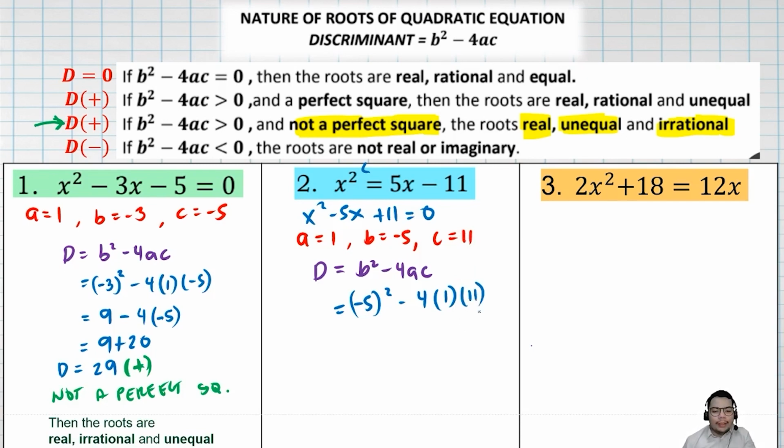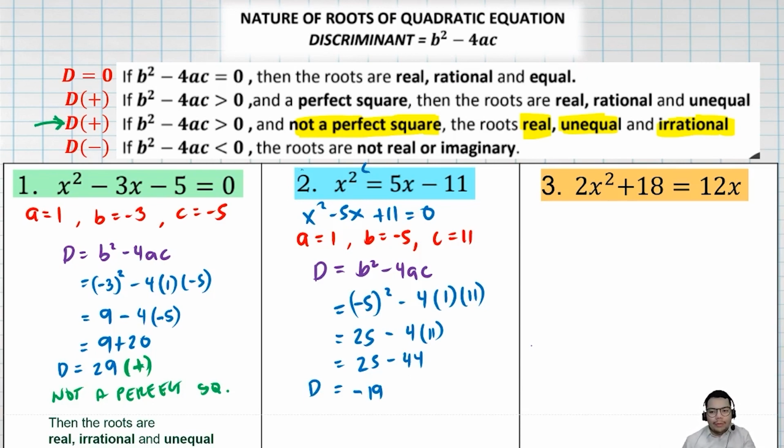So 11. Therefore, we have negative 5 squared, or negative 5 times negative 5, which will be equal to positive 25 minus 4 times 11 muna natin. So, simplify pa natin. 25 minus 4 times 11 is 44. Therefore, we'll be having 25 minus 44, which will be equal to a negative value, which is negative 19. So the discriminant will be equal to a negative number.